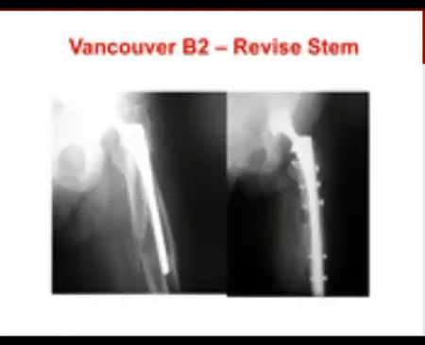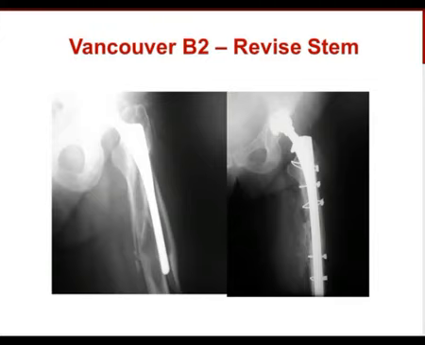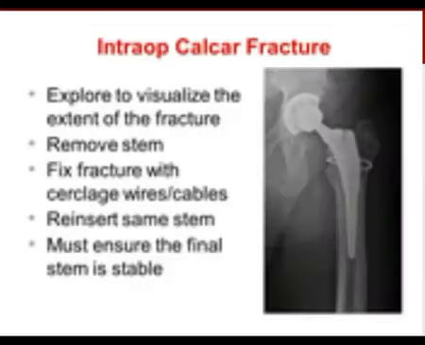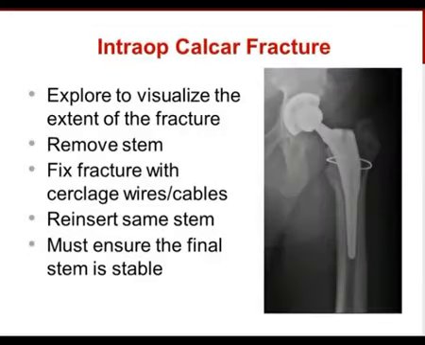In a Vancouver B2, this is a stem that's loose. This, again, requires revision of the stem to achieve stable fixation. Let's talk a little bit about the intraoperative calcar fracture. This is a commonly tested topic.